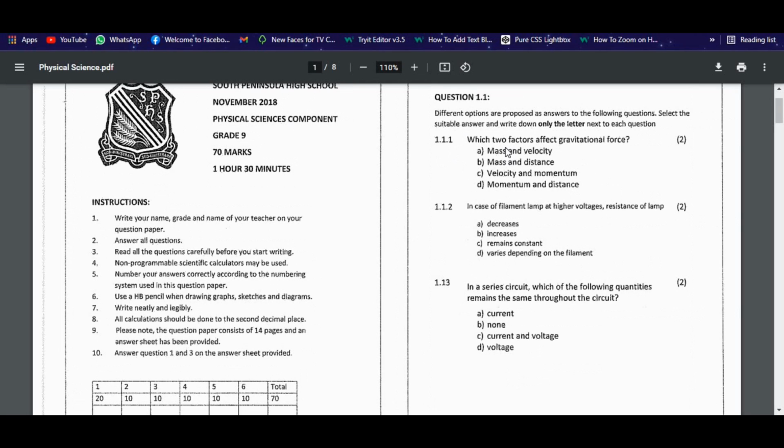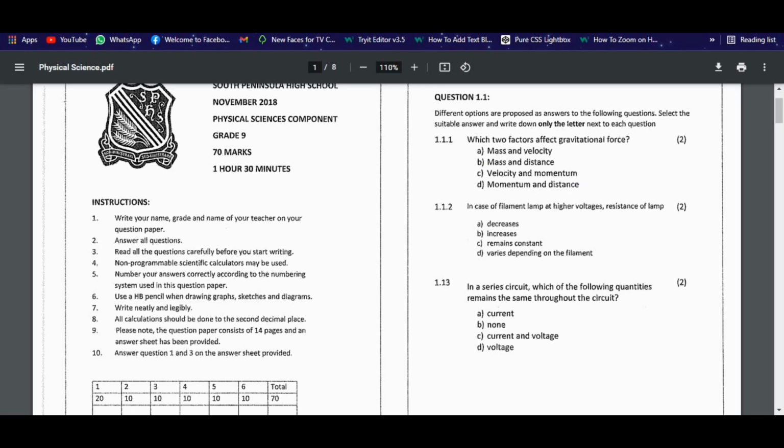1.1.1, which two factors affect gravitational force? Okay, well, in our study, when we did forces of gravity, there's gravitational force, magnetic force, and all those different types of forces. Under that section, we can definitely see that option C and option D do not apply, because in grade 9, we haven't done anything with regards to velocity. We haven't chatted about momentum, which is only introduced in grade 12. So it cannot be C or D.